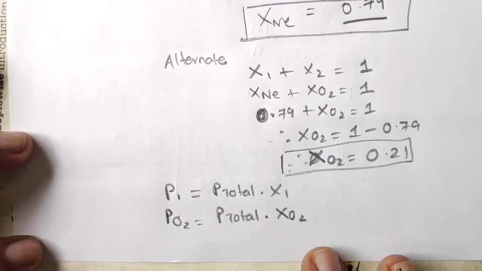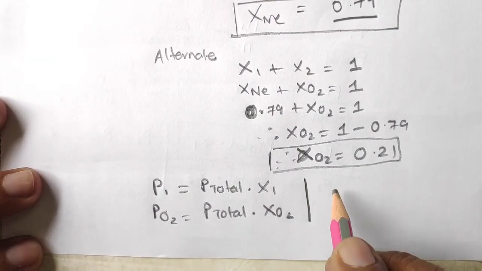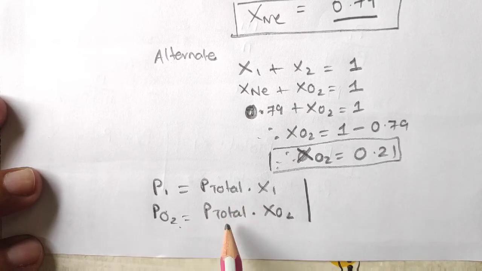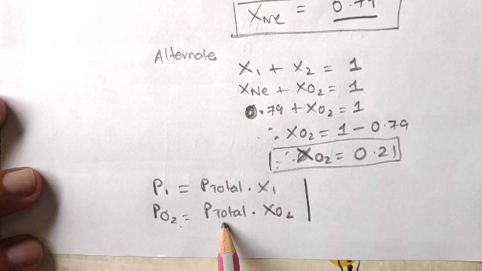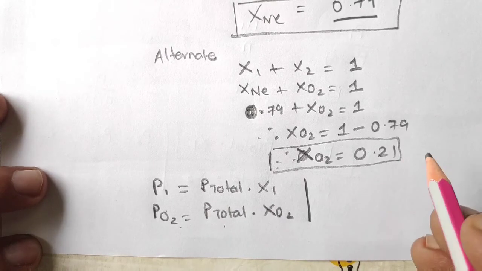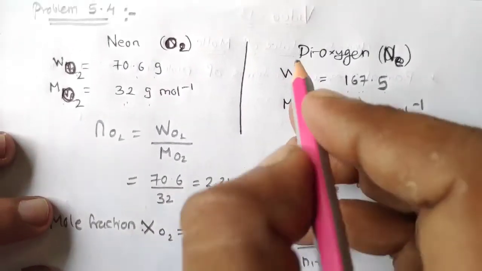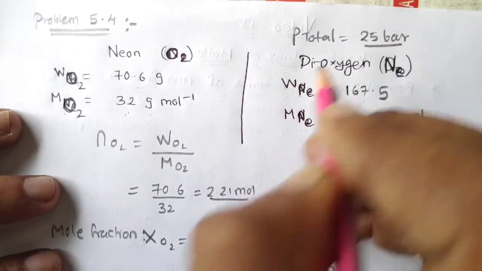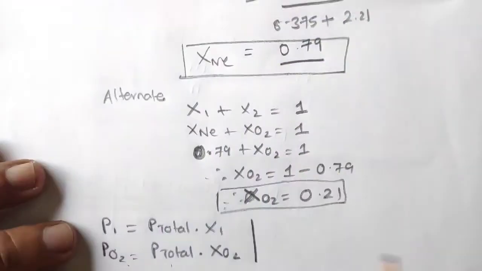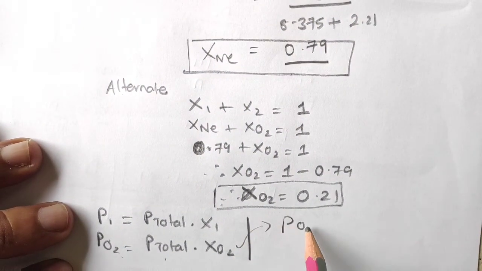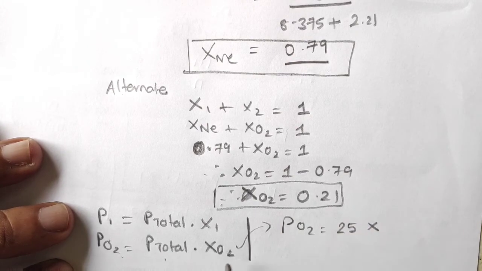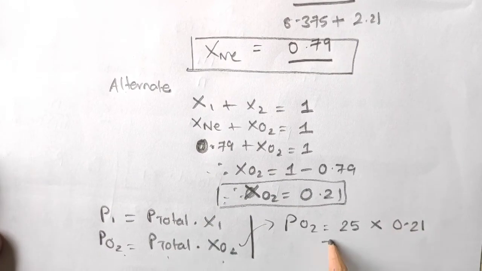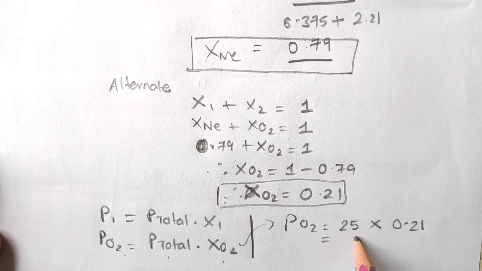So I will just calculate this here. You can see what happens in this case. We will substitute the values. Partial pressure PO2 is equal to P total. We have not found P total, but it was given in the question: P total is equal to 25 bar, if you remember. So the pressure of O2 is equal to P total, that is 25, into the mole fraction of O2. Now what did we get for O2? 0.21.